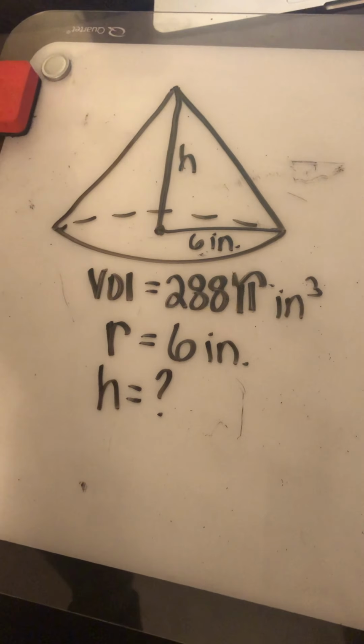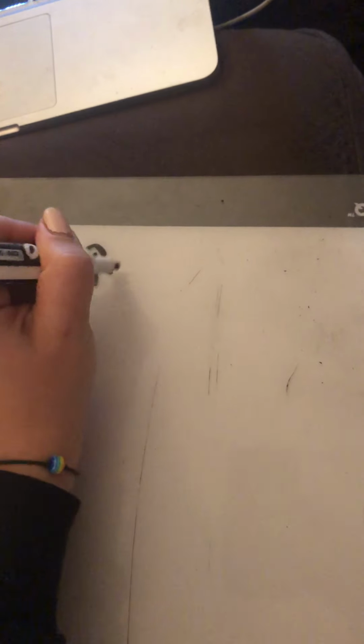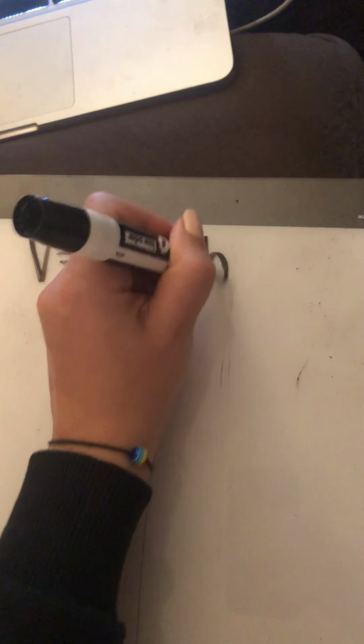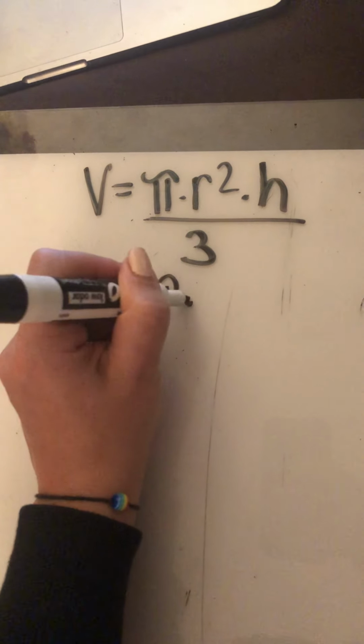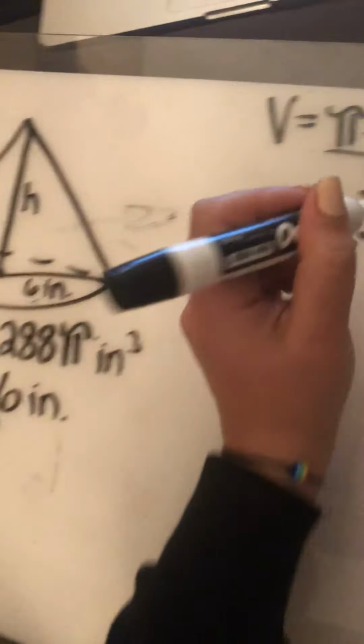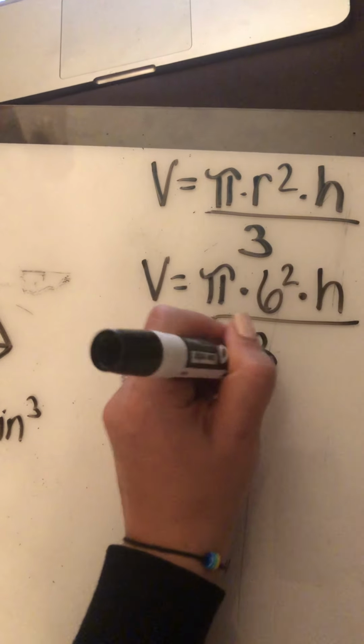All right, so let's get started on this one. The first thing we want to do is always write our formula. So we have V equals pi times radius squared times the height over 3. Plug in the information. So V equals pi times, my radius was 6, I don't know my height, over 3.